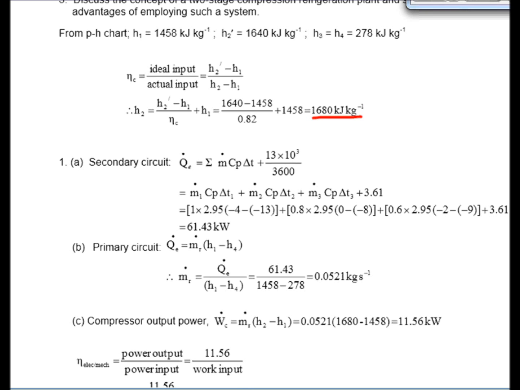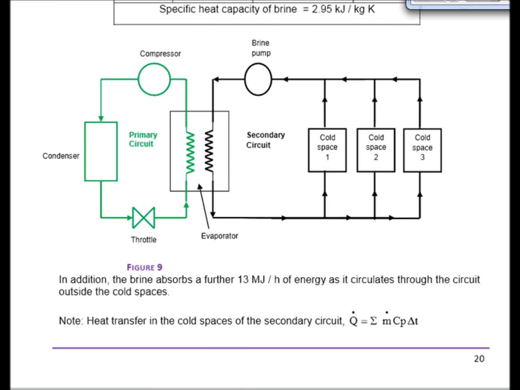So now that we have all of our enthalpy values, we can go ahead now and just answer the questions. Now you'll note from the bottom of page 20, the equation for the heat transfer in the secondary circuit, and we've come across this before. It's m cp delta T, mass flow rate times specific heat capacity at constant pressure times change in temperature.